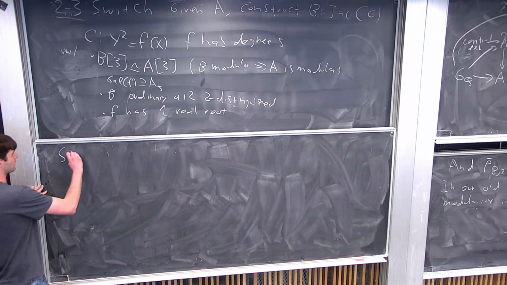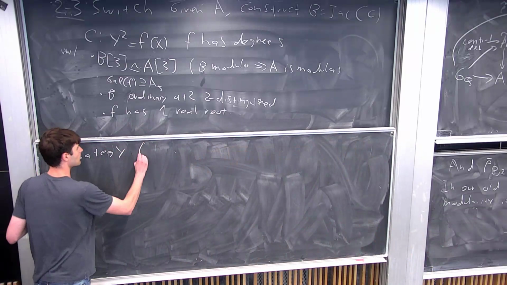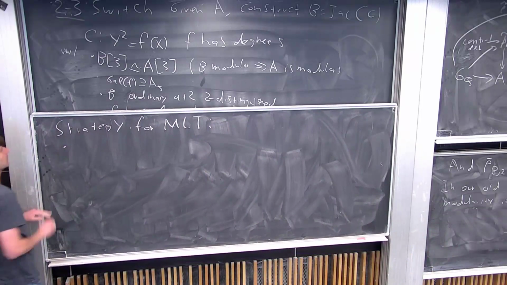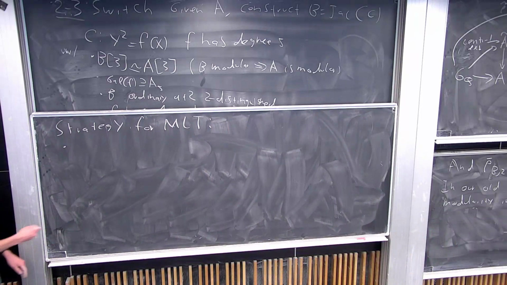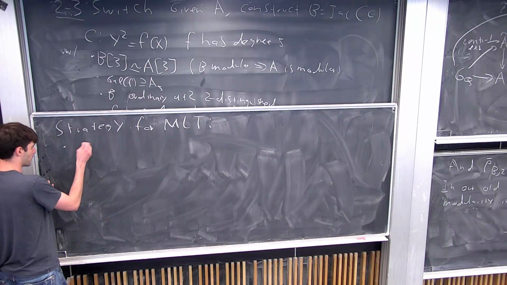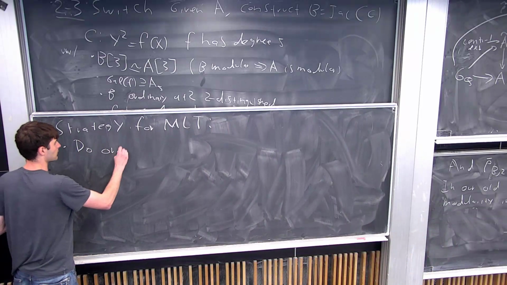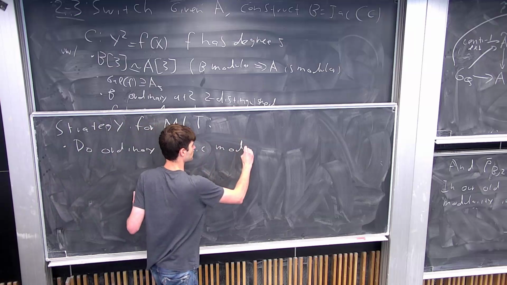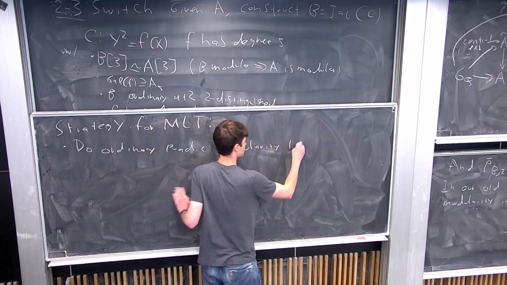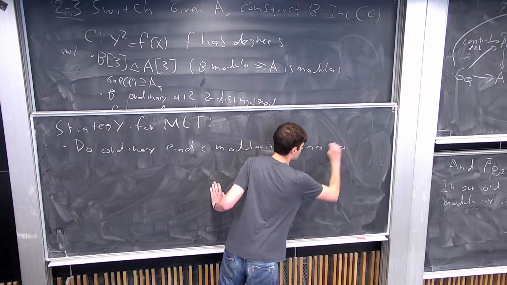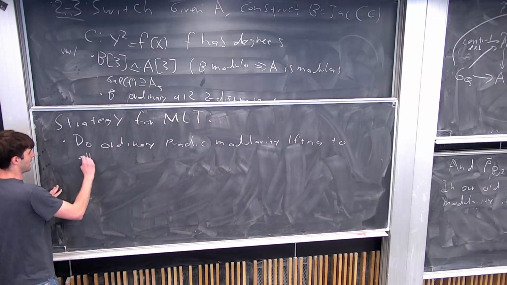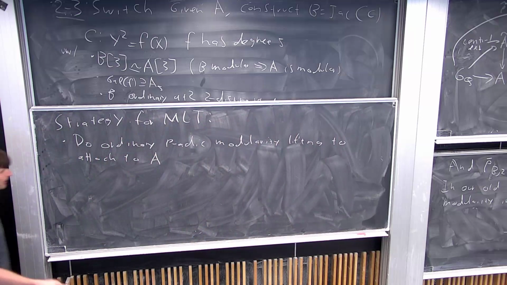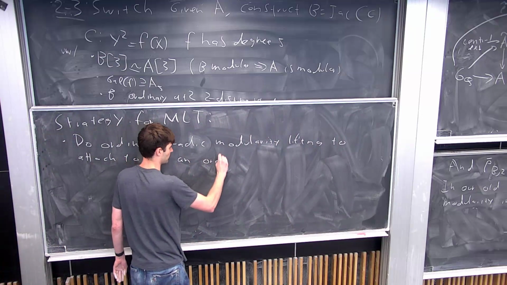So the strategy for the modularity lifting theorem, it's sort of like this. So the first step is we do ordinary p-adic modularity lifting, to attach to, well, A or B or whatever abelian surface we're trying to prove is modular, an ordinary p-adic modular form.